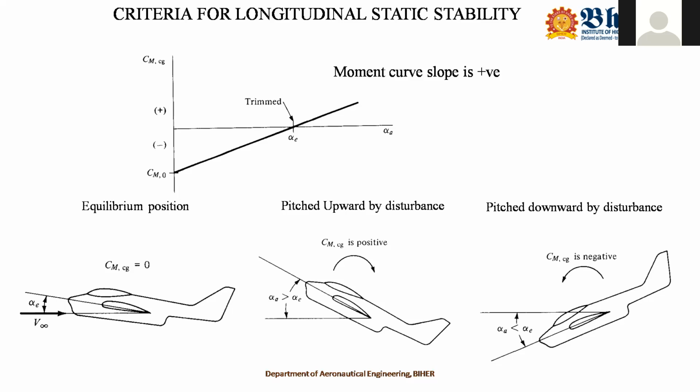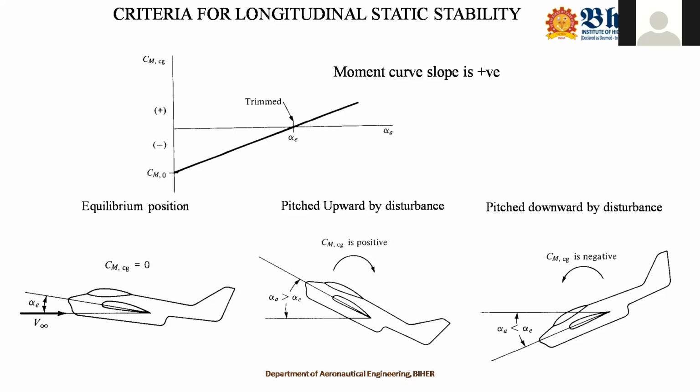Now consider the first diagram. When you observe the first graph, CMCG is equal to 0, which means it is moving in the equilibrium condition at the trimmed angle of attack. Now due to some disturbance, the craft is pitched upwards. When it is pitched upwards, what happens to your alpha A? Your absolute angle of attack will be greater than the trimmed angle of attack. Go to the plot: when alpha A is greater than the trimmed angle of attack, how about your CMCG? Your CMCG is positive. When CMCG is positive, how about the sign convention? It tends to move in the clockwise direction. When it tends to move in the clockwise direction, the aircraft is again moving away from the equilibrium condition.